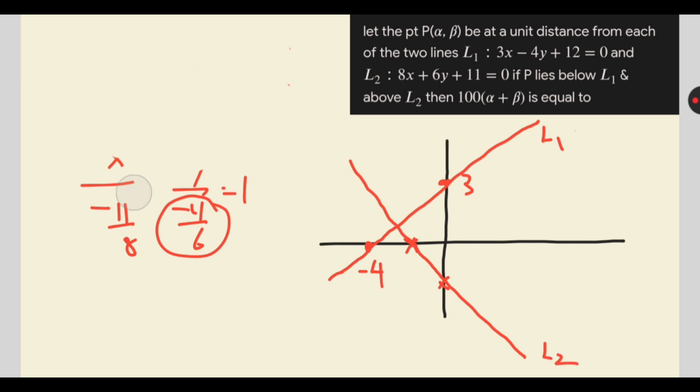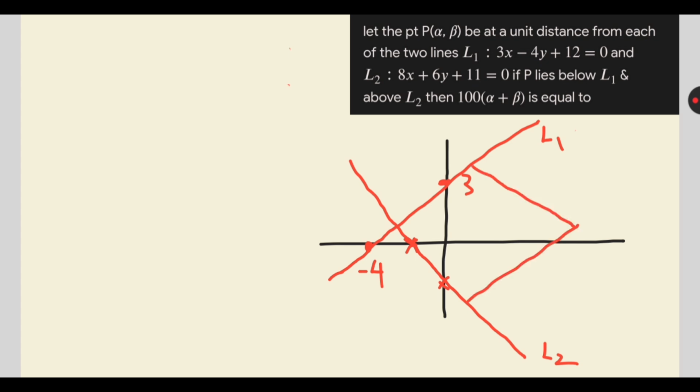And what they said, the point P be a unit distance from each of the two lines. So that means the point is here, alpha comma beta. This unit distance is 1 and this unit distance is 1. And also what they said, that the P lies below L1. Here the P is lying below L1, isn't it? And also above L2. So that means we did right. Our goal is to find alpha and beta values. If you find alpha and beta, we can easily find 100 times alpha plus beta.